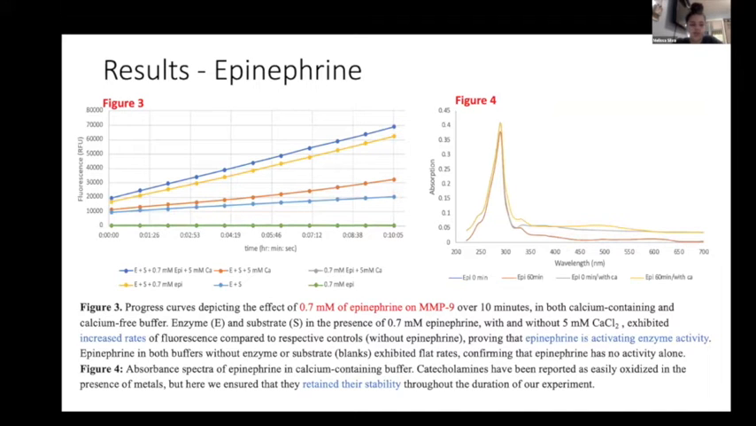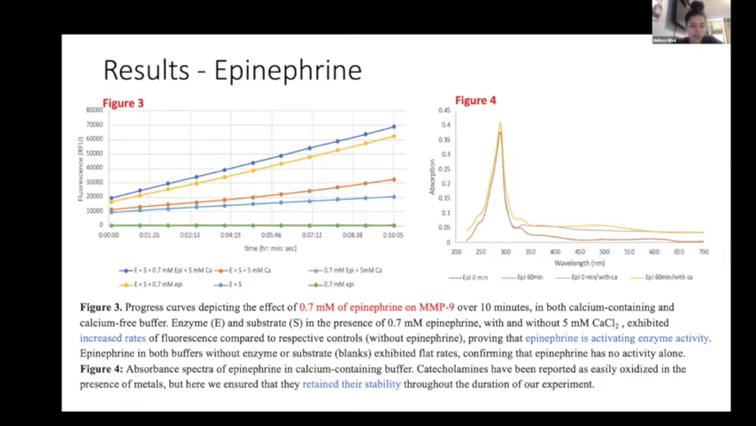So for the results, for the sake of time, I just highlighted a few enzymes. For figure 3, we see progress curves depicting the effect of 0.7 millimolar epinephrine on MMP9 over 10 minutes in both calcium-containing and calcium-free buffer. Enzyme and substrate in the presence of epinephrine in both buffers exhibited increased rates of fluorescence compared to the respective controls without epinephrine, proving that epinephrine is activating enzyme activity.